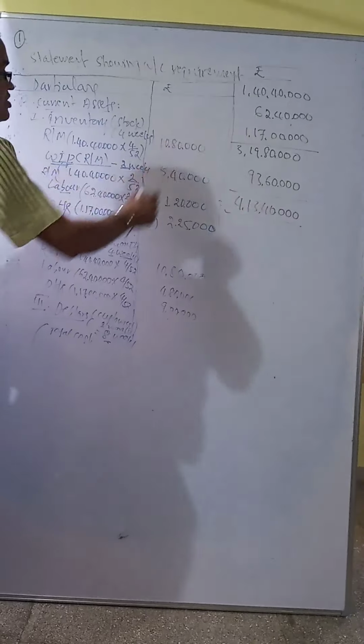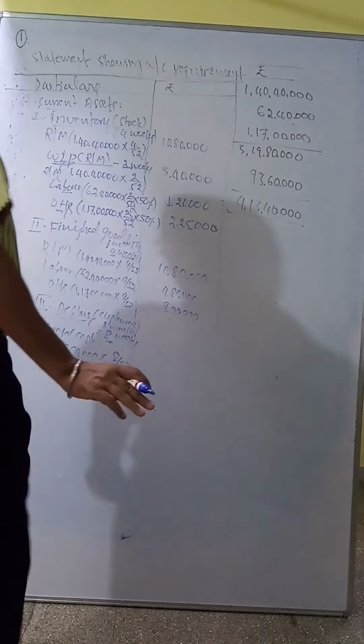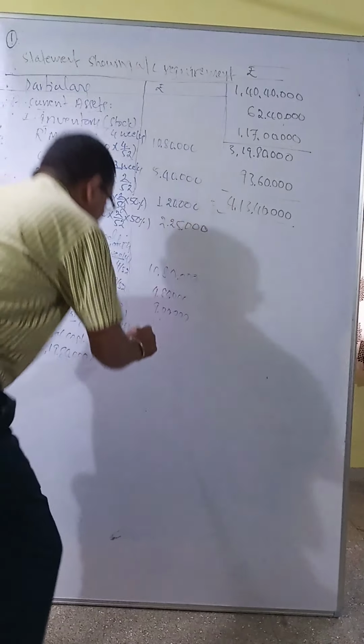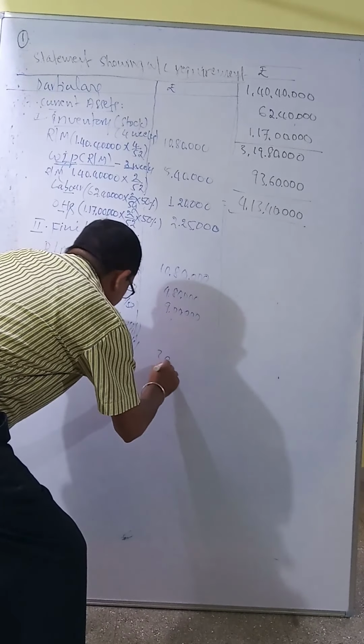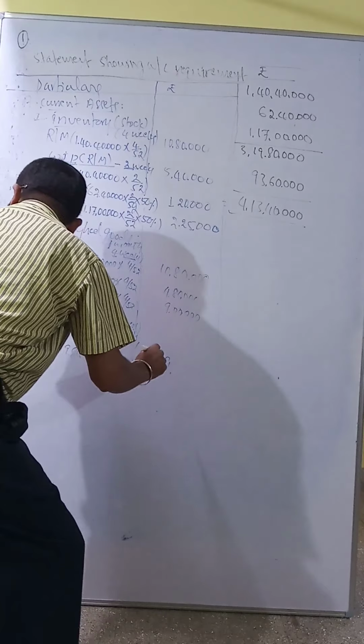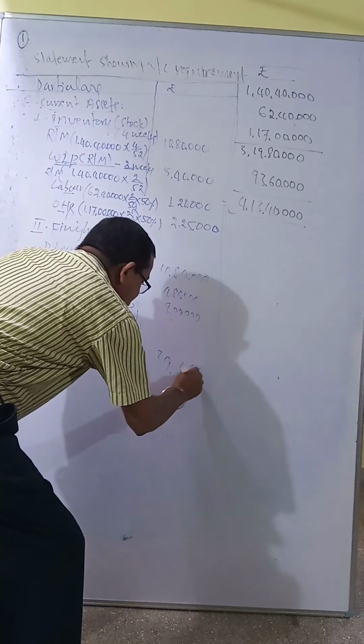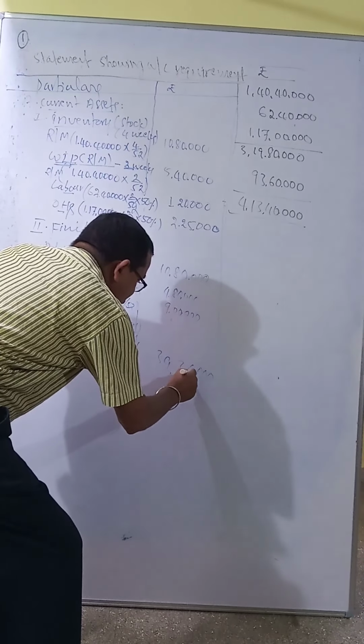Total cost is how much? 3 crore 19 lakh 80,000 into how many weeks? 8 weeks, 8 by 52. Out of 52, 8 weeks. So you will get 39 lakh 36,000.